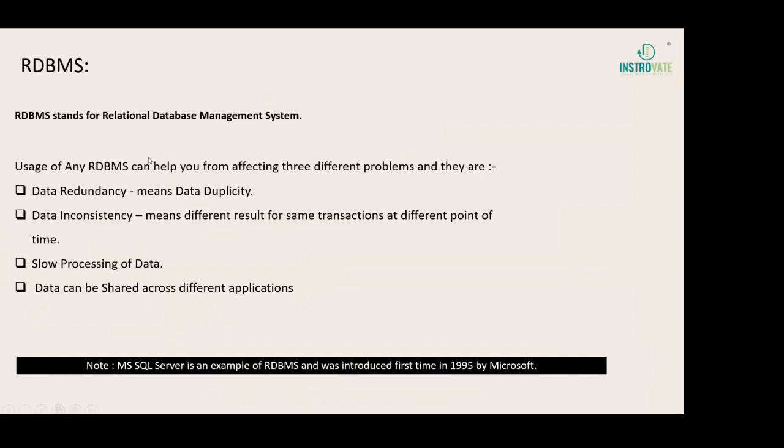The usage of any RDBMS can help you avoid three to four different problems. Data redundancy, meaning data duplication, can be avoided. Data inconsistency, meaning different results for the same transaction at different points of time, and slow processing of data can be avoided too, and data can be shared across different applications. That's why we are using RDBMS.